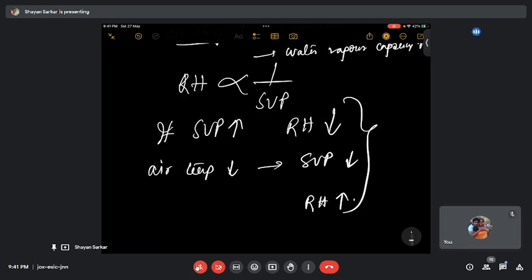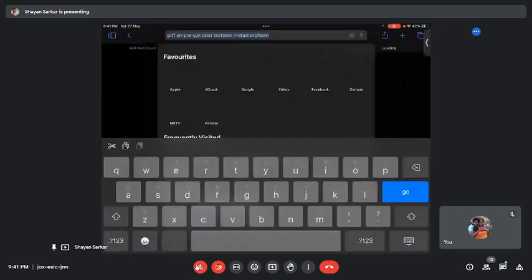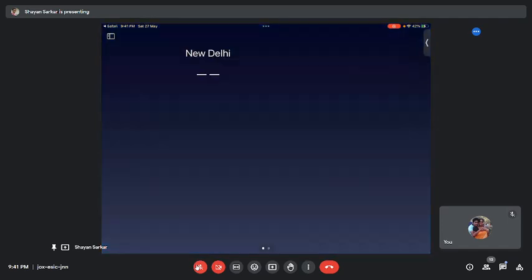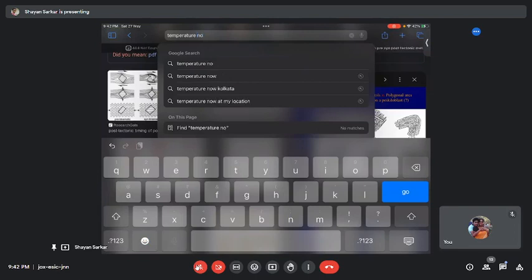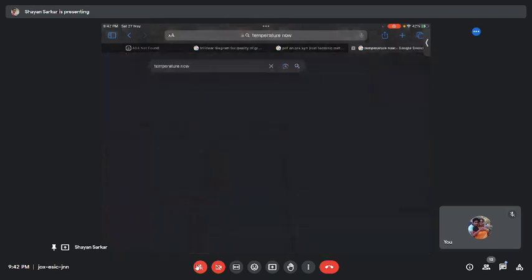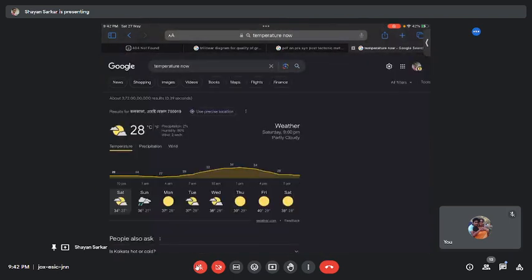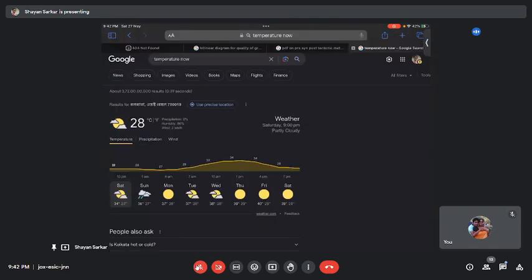Just look at a graph in Google. Wait. Precipitation, wind.